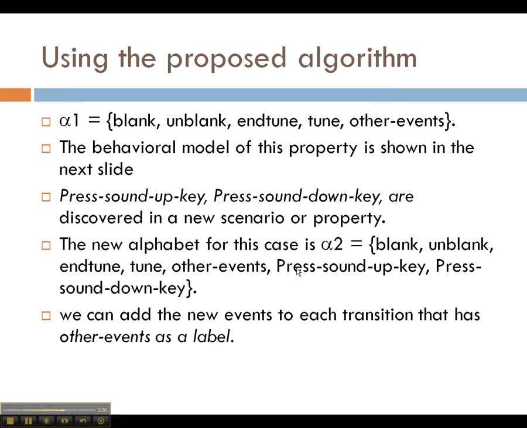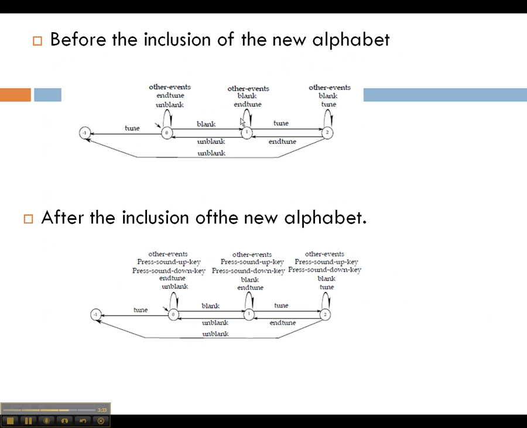Now using our proposed algorithm, we will add other events to alpha 1, therefore it will be like this. Then the behavioral model of the property will be this one. It's the same as the previous one, except for the other events.